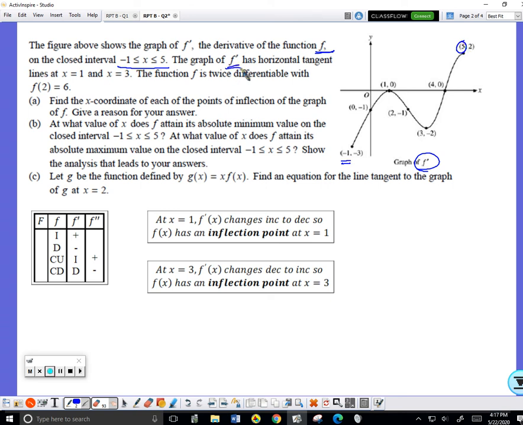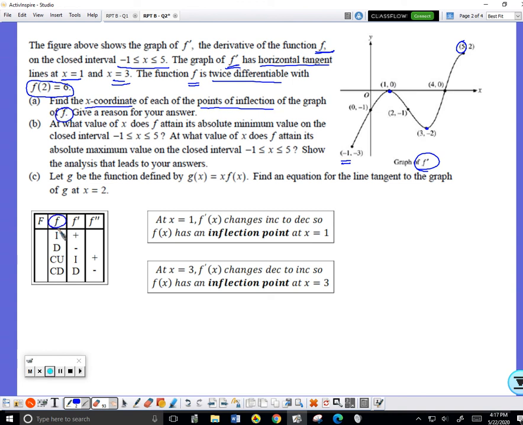Graph of f prime has horizontal tangents at x equal 1, right here, horizontal tangent, and x equal 3. Got it? F is twice differentiable. F of 2 equals 6. Okay. Find the x-coordinate of each point of inflection on F.